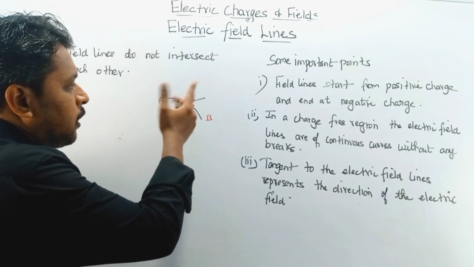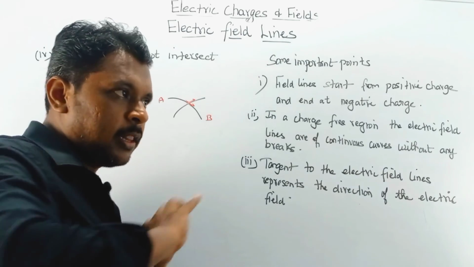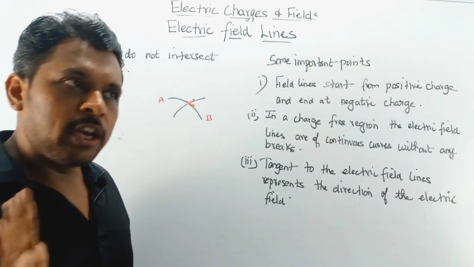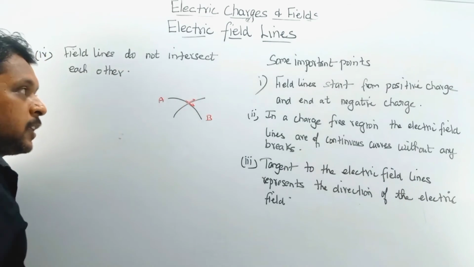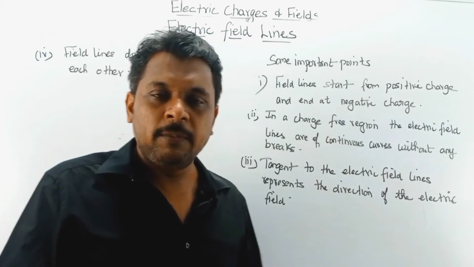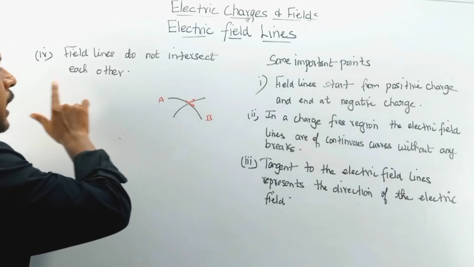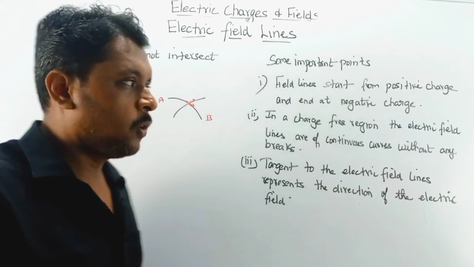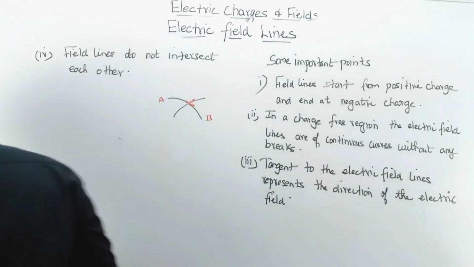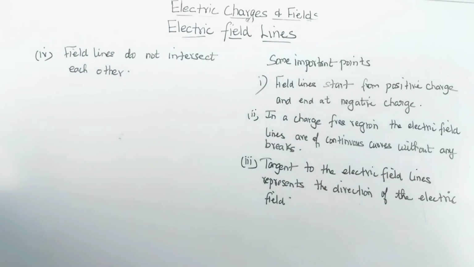Because the tangents are pointing in opposite directions for the two curves A and B. Normally for all the curves we see that the tangent will be pointing in only one direction, but here the tangents are pointing in opposite directions, which is not possible. Okay, so it is impossible. So it represents that field lines do not intersect each other. If they intersect, it is not possible, so they do not intersect. So this is about the fourth point.